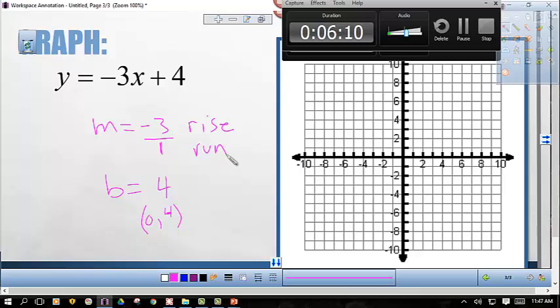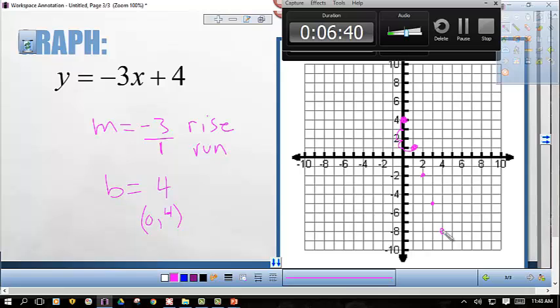So from here, again, I'm going to do the exact same thing. I'm going to start at my starting point, which is (0, 4), my y-intercept. And then I'm going to go, in this case, down 3, 1, 2, 3, and to the right 1 to get to this next point. And I'm going to continue that throughout the entire graph. So 1, 2, 3, to the right 1, 1, 2, 3, to the right 1. Notice I'm not actually counting it out with the arcs. That's just kind of for your visual representation.